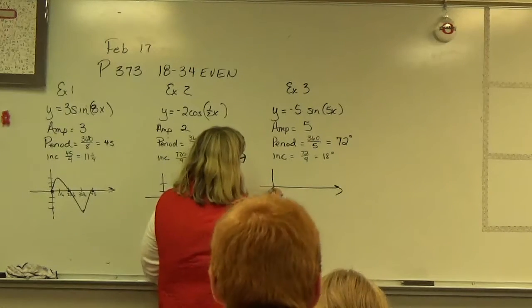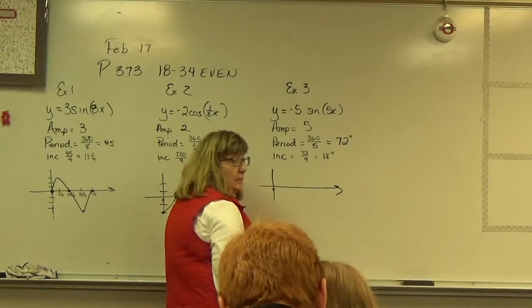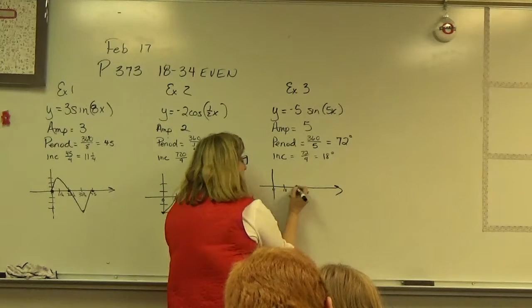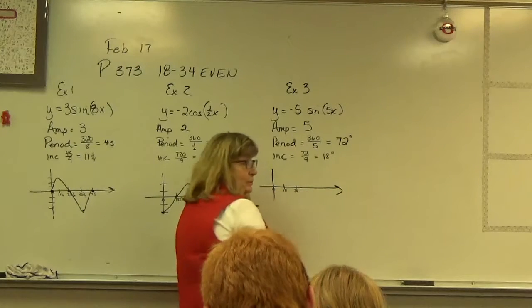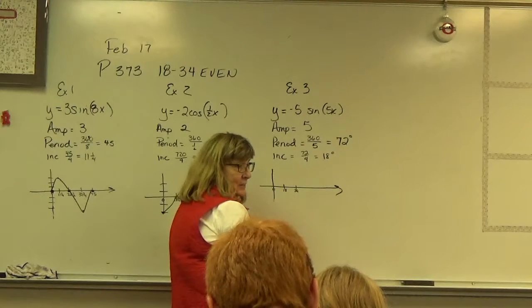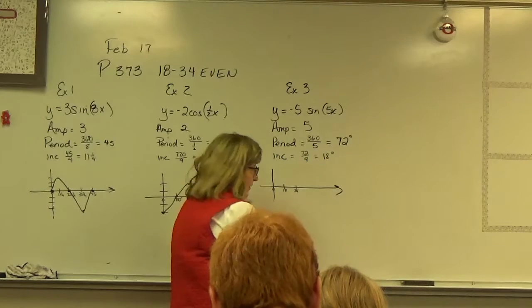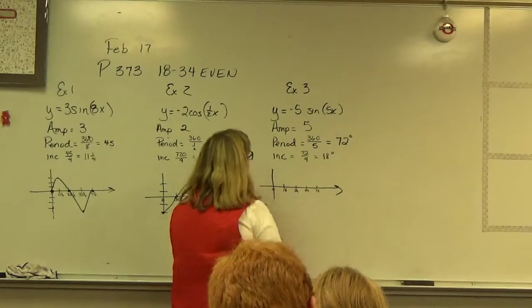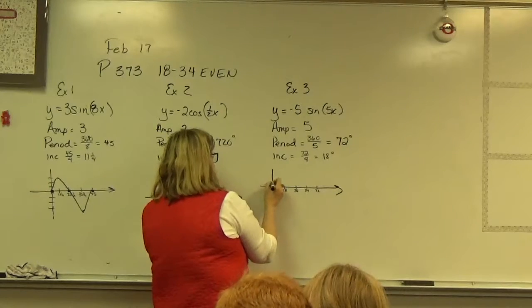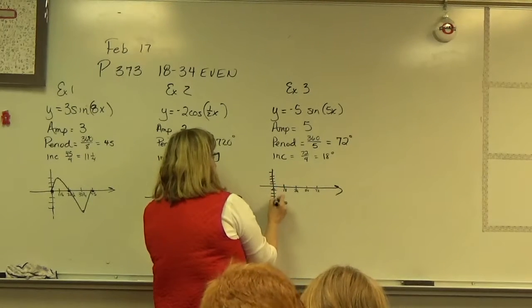Because right now we don't have a phase shift. So what's 0 plus 18? 18. What's 18 plus 18? 32. Or 36. There we go. What's 36 plus 18? 54. Good. What's 54 plus 18? 72. And our amplitude is 5. 1, 2, 3, 4, 5. 1, 2, 3, 4, 5.